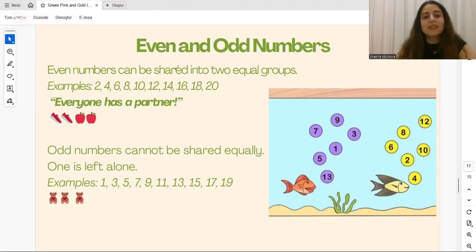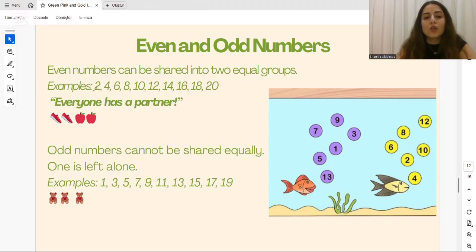This lesson is about even and odd numbers. By the end of this video, you will easily understand the difference between them. Let's learn. What are even numbers? Even numbers can be shared into two equal groups. That means even numbers are numbers that can be divided by 2 without any remainder.